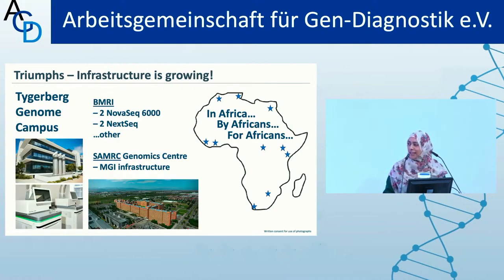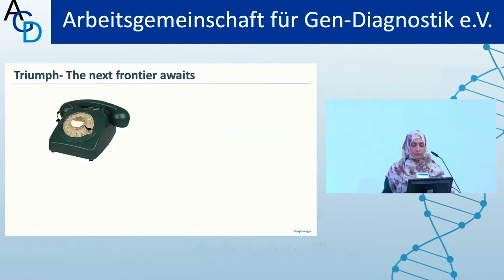The stars indicate where there's some clinical genetics going on, some research going on. We've learned from COVID that we can work very well together, and getting samples and data and working together across Africa, we can actually really get close to doing everything in Africa by Africans and for our population.